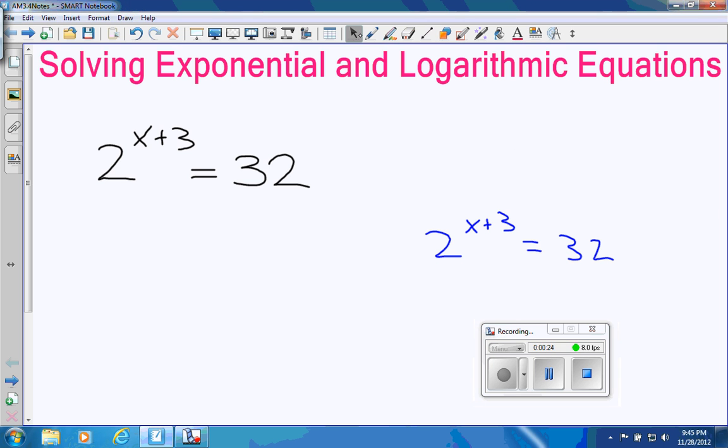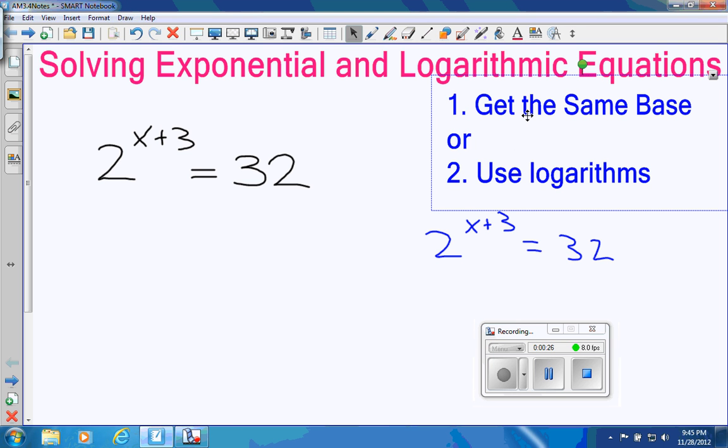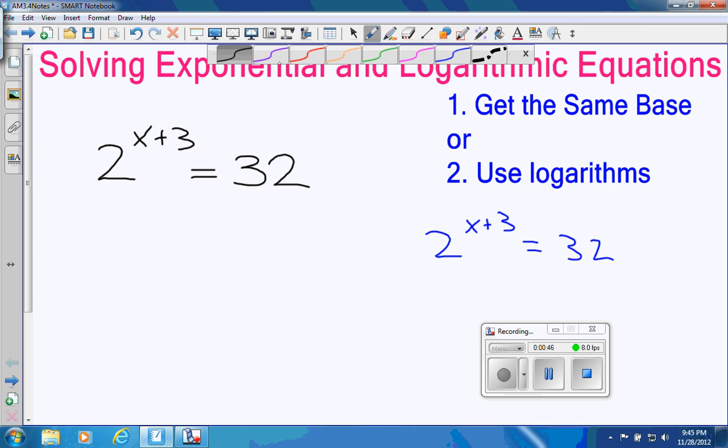Those two methods are, one is you can try to get the base on each side to be the same. The other method is to use logarithms. Now when you're trying to get the base the same, it's got to be something recognizable. If it's not, then I would probably revert to number 2 most often. But in this case it should be somewhat recognizable, because 32 can be written as 2 to the 5th power.